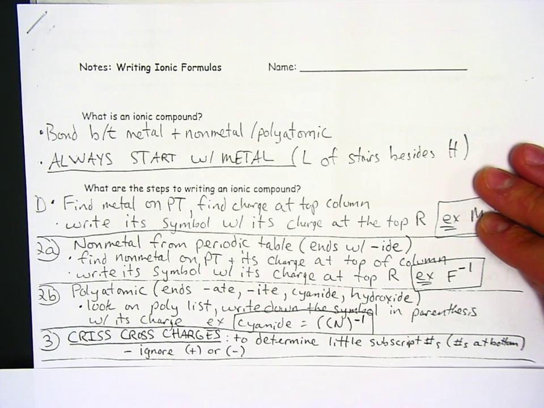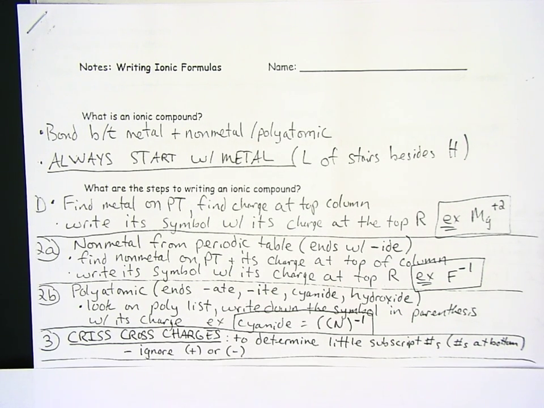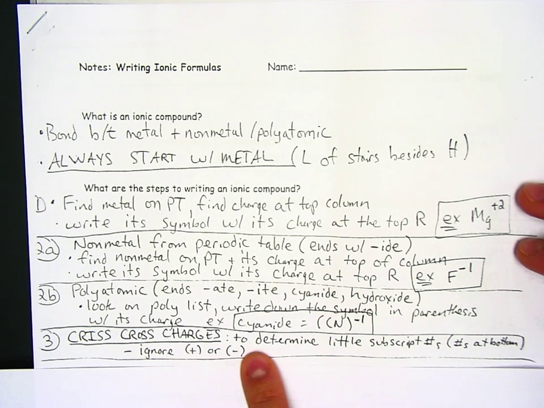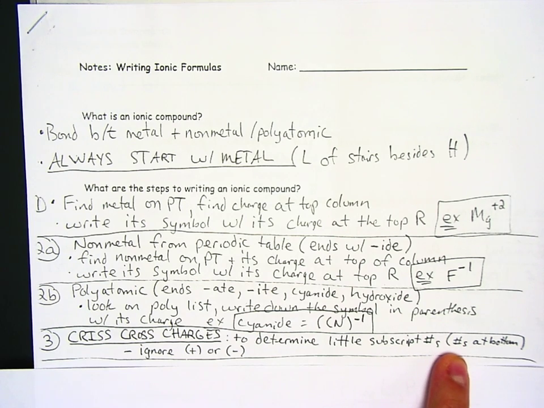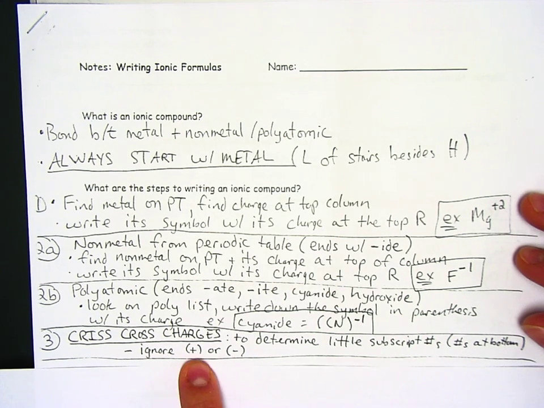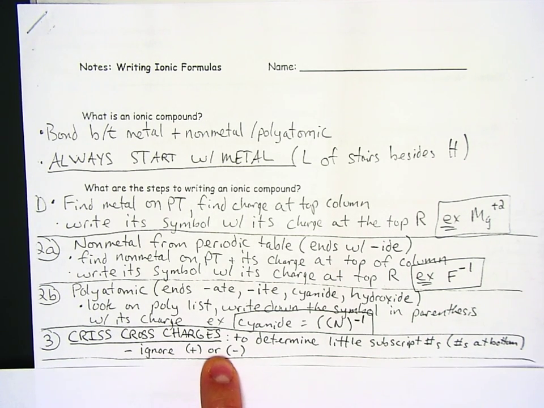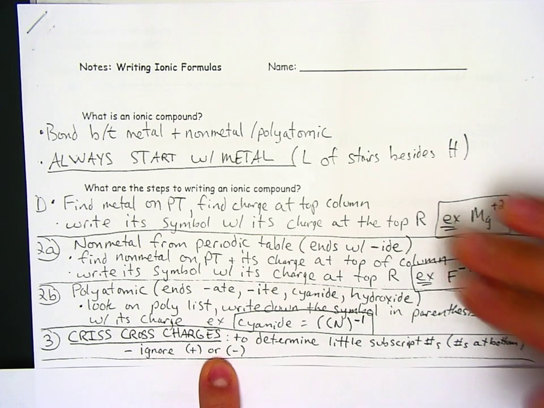Then you're going to do what we call crisscross charges. This is a shortcut way to figure out the subscripts, how many of each element we would need bonded to each other in order to make a neutrally charged compound. This crisscrossing step determines the little subscript numbers, the numbers at the bottom, and we ignore the plus and minus signs that your charges had. We'll see this in action right now.